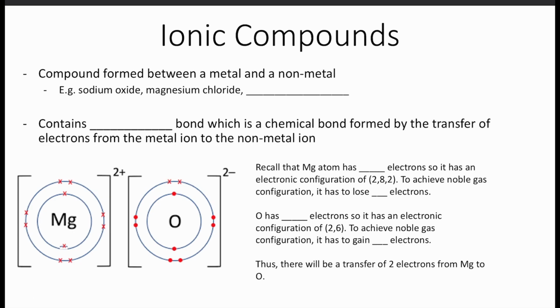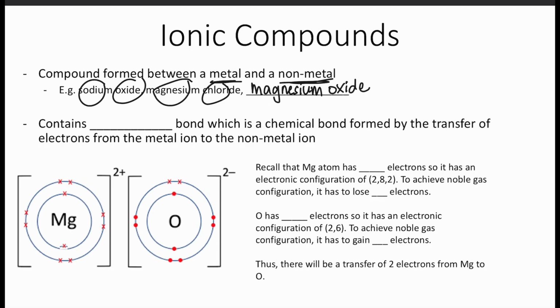Ionic compounds are compounds formed between a metal and a non-metal. For example, sodium oxide. Sodium is a metal, oxide is a non-metal. Another example is magnesium chloride. Magnesium is a metal, chloride is a non-metal. So today we'll be talking about magnesium oxide, which is another example of ionic compounds.